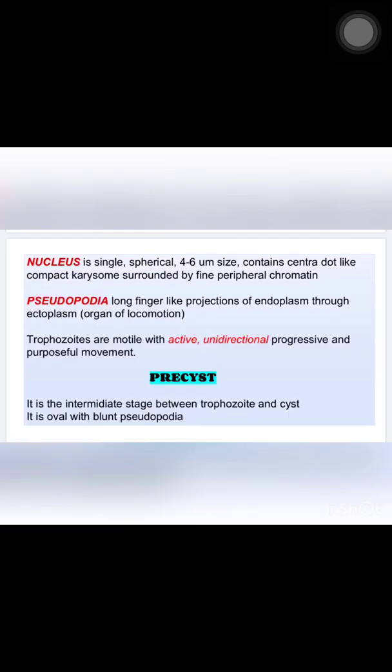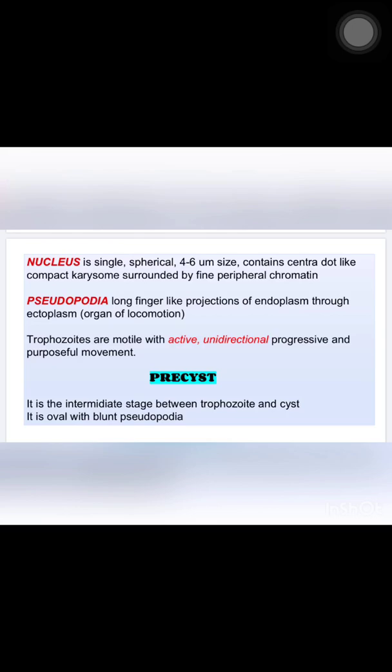The nucleus is single, spherical, 4 to 6 um in size, and contains a central dot-like compact karyosome surrounded by fine peripheral chromatin. The pseudopod is a long finger-like projection of endoplasm through ectoplasm, and is the organ of locomotion. Trophozoites are motile with active, unidirectional, progressive and purposeful movement.